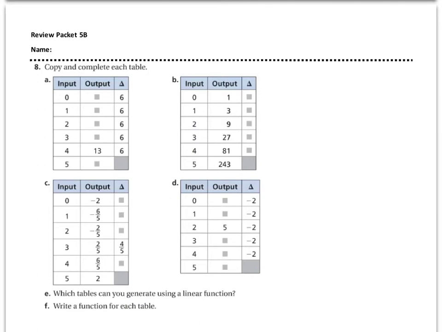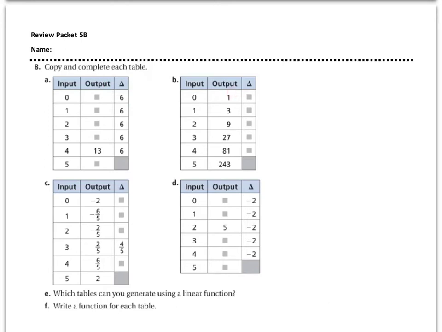Next problem, copy and complete each table. So these are the difference tables. You get 13 over here. That means in order to get 13, you add 6 to the input. So this has to be 7, and this will be what? You add 13 plus 6, so that's 19, and you can find that here and here and here.